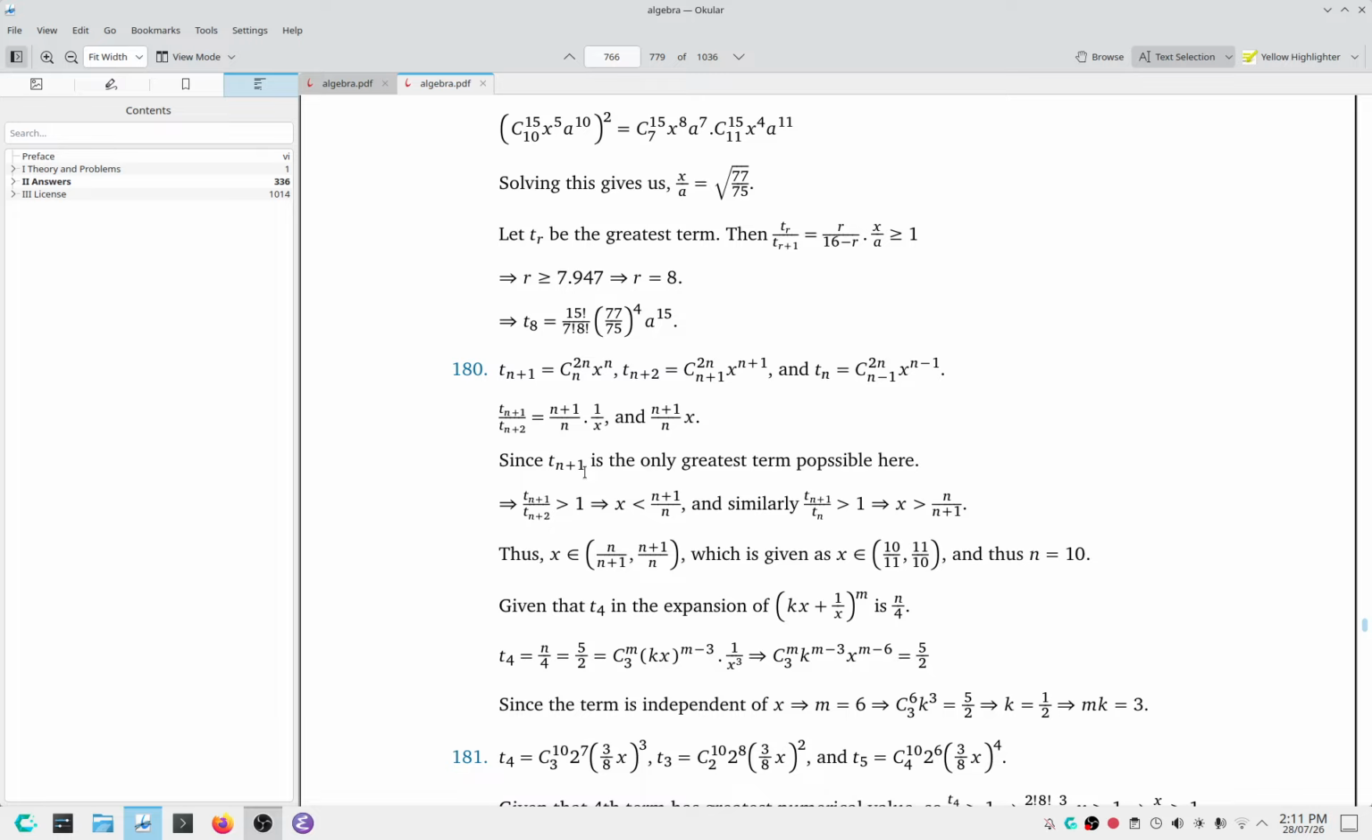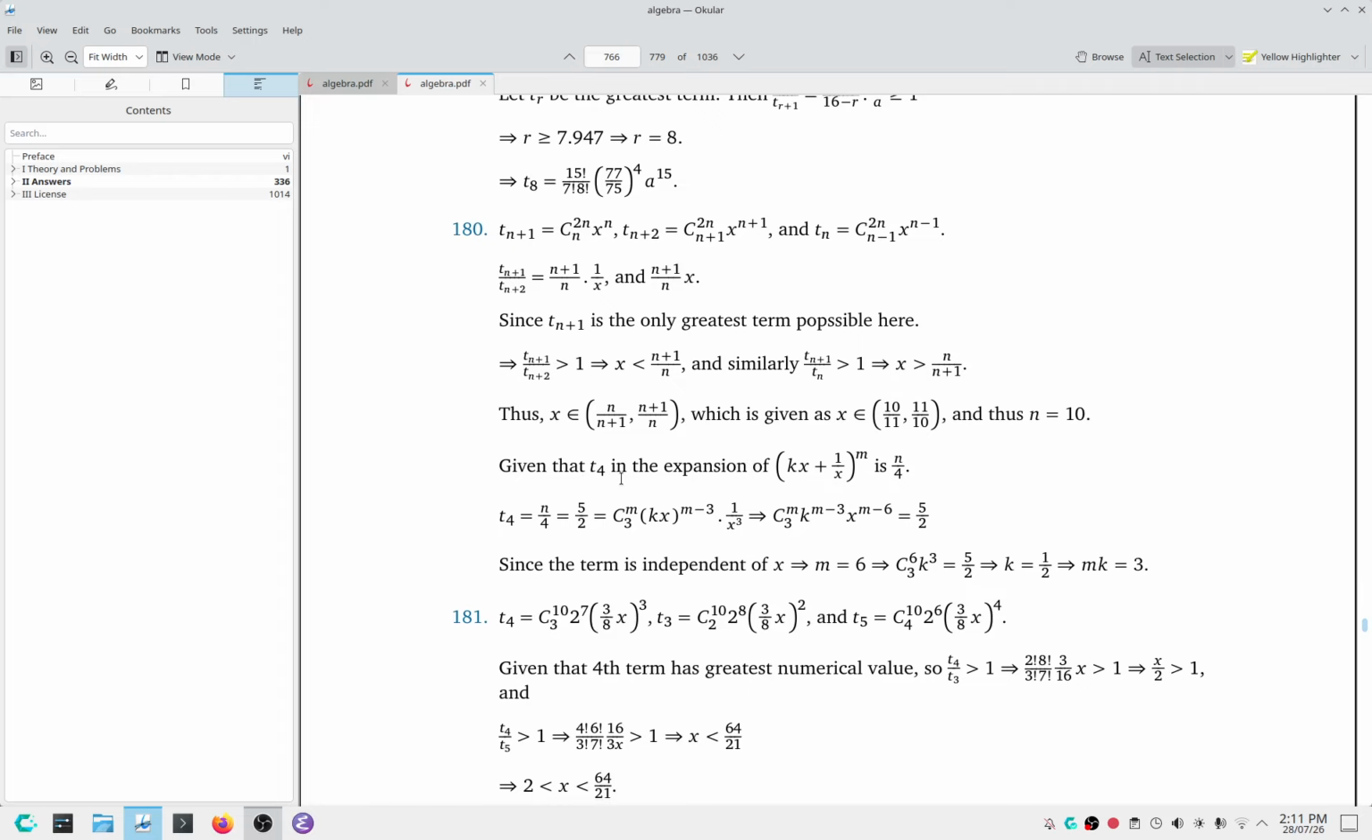Since Tn+1 is the only greatest term possible here, Tn+1 upon Tn+2 greater than or equal to 1, that is x is less than (n+1)/n. And similarly, Tn+1 upon Tn greater than 1, that is x is greater than n/(n+1). Now this set gives us 10/11, 11/10, and that n is equal to 10.